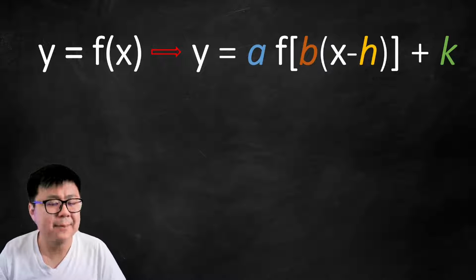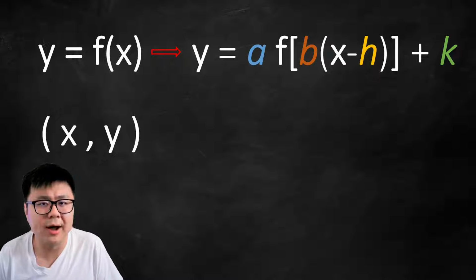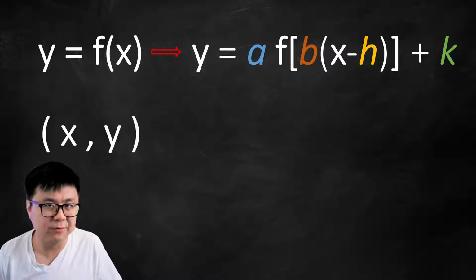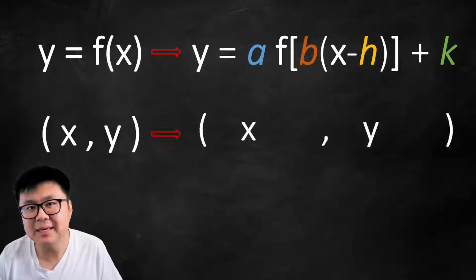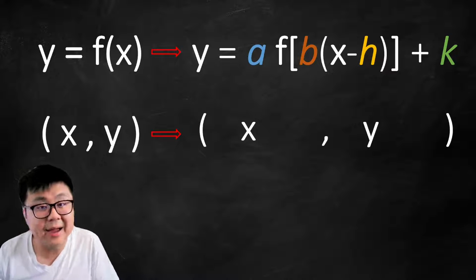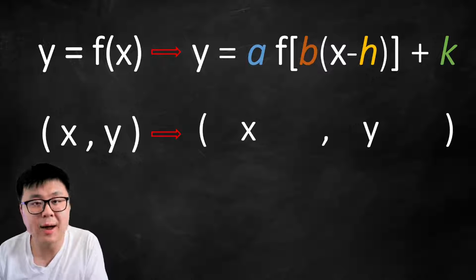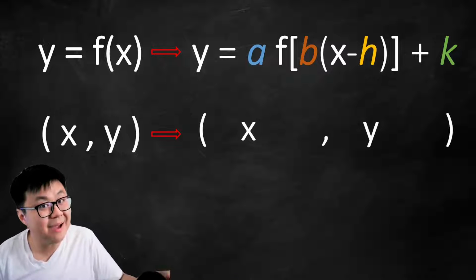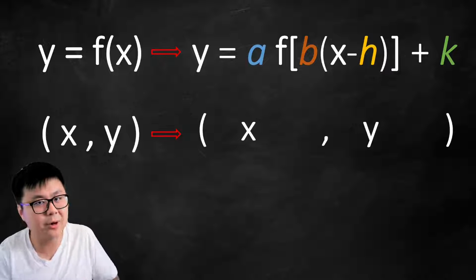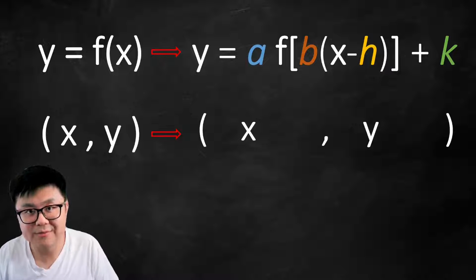So let's say hypothetically that there is an unknown point, coordinate x comma y, in the original function of y equals f of x. How do my letters of a, b, h, and k affect that very specific coordinate point of x comma y to make it into a new point? And if I were to do that for every single point on the old original function, I would then end up with a brand new transformed function.